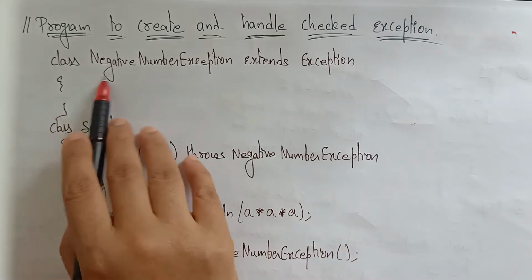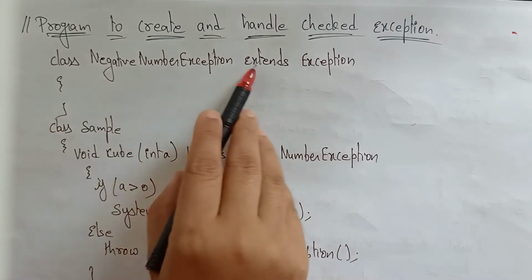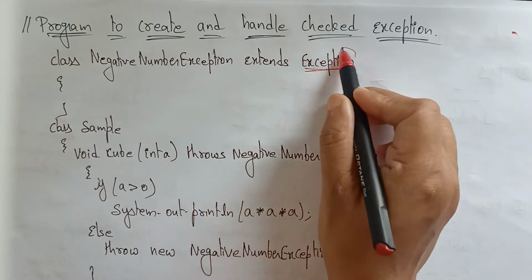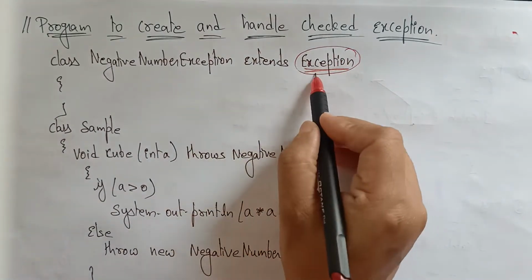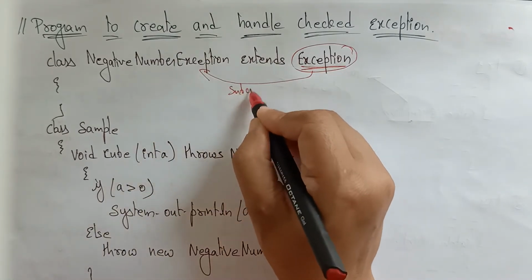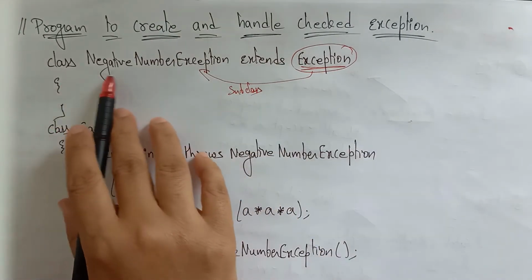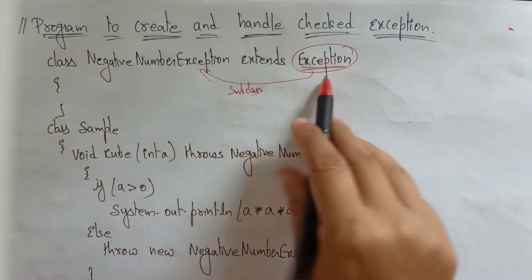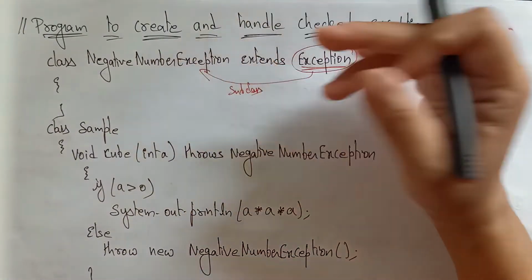So I have used the class NegativeNumberException, which extends the Exception. So here Exception is a superclass, and this NegativeNumberException is a subclass. Okay. So the class NegativeNumberException extends Exception. So I have just written a code snippet here.